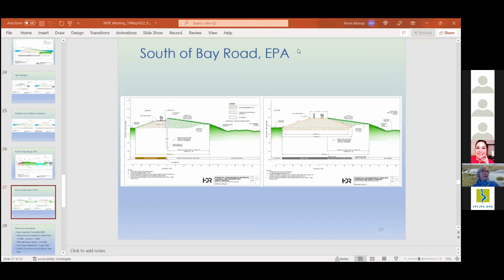Similar to the area in south of Bay Road, we're showing 2 potential options. Other options are possible. And as I mentioned, we may vary these options as we move up and down the flood protection feature. So next slide.